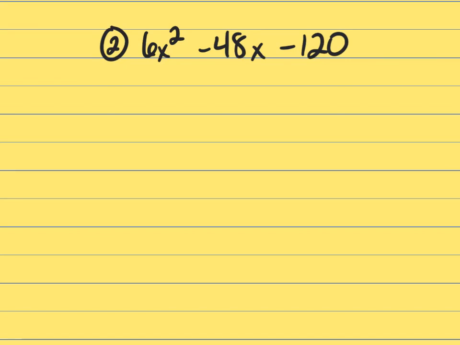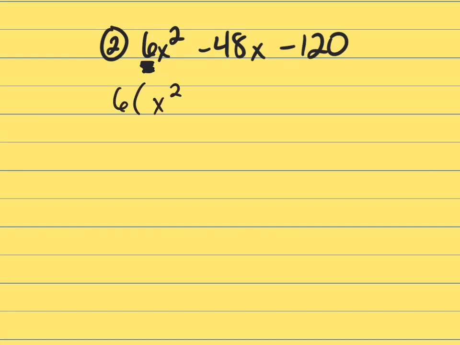Now again, we are looking at the very first number, the a value. It's a 6. So if it's any number other than 1, AC method should pop in your brain. But we have to check to see if this is really an AC method problem. Can I take a 6 out of all 3 terms? Yes. So therefore, this is not an AC method. I'm going to take a 6 out.